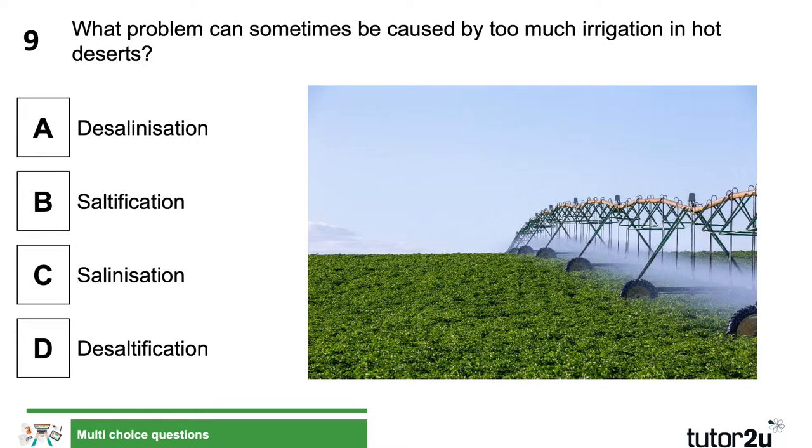Tricky one, that, because some of those words are quite similar. The correct word you should have chosen is C, salinization. And that is when the evaporation takes place in a fairly extreme way, because it's an extreme environment, means that the salt deep in the soil tends to rise up towards the surface. And that can be problematic for crops because salt and plant roots don't always go together well.